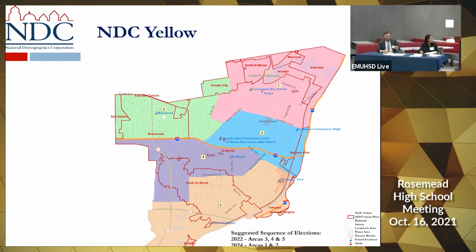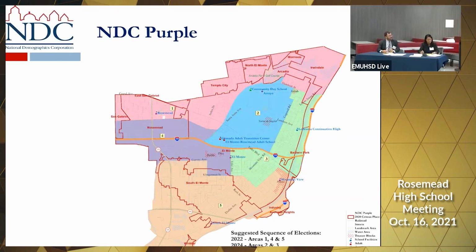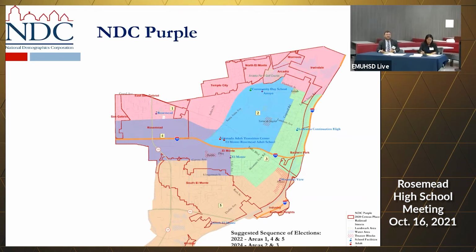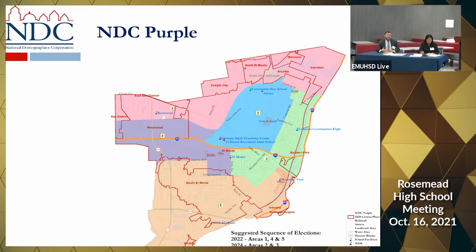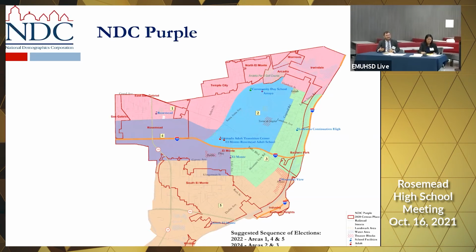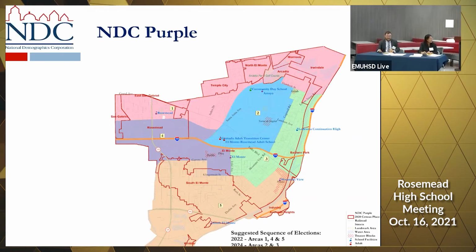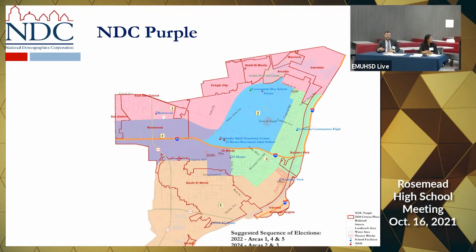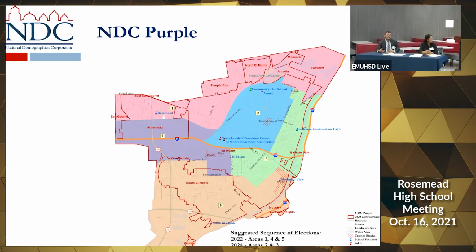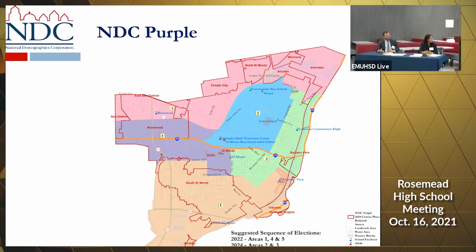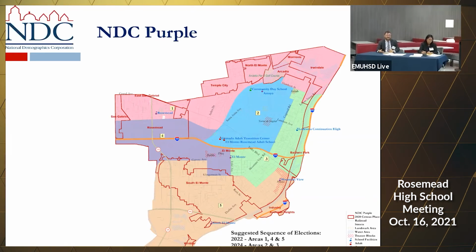And finally, looking at the purple map, we did want to look at an option that looks a little bit different, just to throw an idea out there. This map creates an equitable division of Rosemead, putting about half of the city's population in area 1 and the other half in area 2. This map actually allows us to create 2 majority Asian trustee areas in areas 1 and 4, as well as our 3 majority Latino trustee areas.